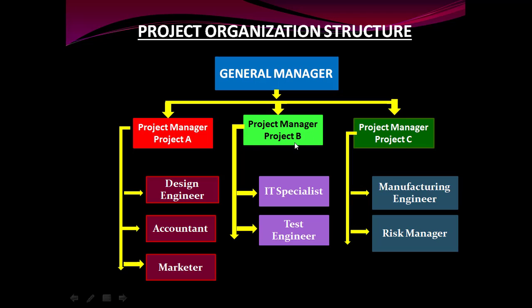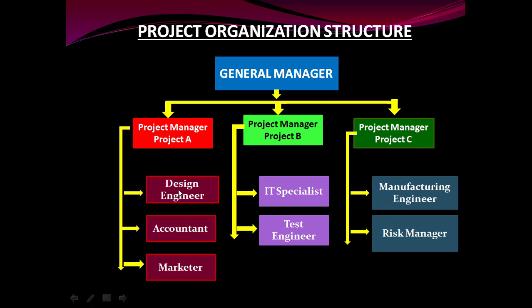Now we see here that in project B, only IT specialists and test engineers are required. So only these types of employees are taken from their respective departments and they work on project B, reporting to the project manager, right? The same is the case with project C. Here this project's requirement is manufacturing engineering and a risk manager. Now all these projects are different from one another. That is why their requirement of employees and knowledge is different, right?